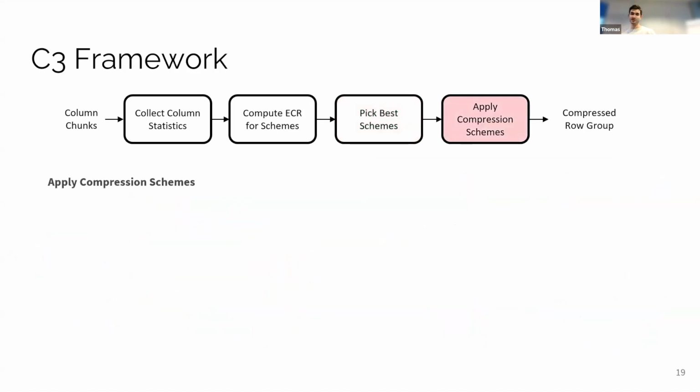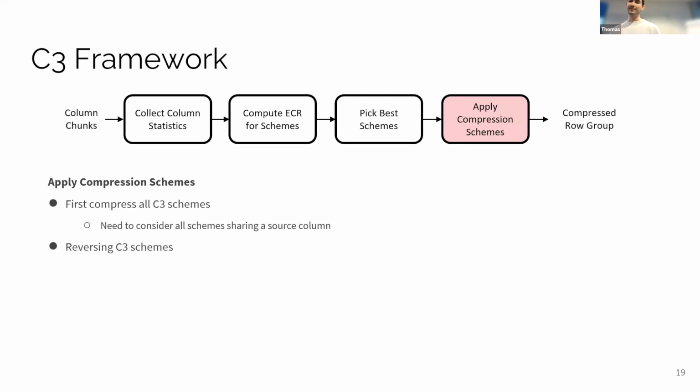So now, compressing a row group. After having picked our C3 schemes, the first step is to apply all of the C3 schemes. And here we need to take care of the situation where multiple C3 schemes share the same source column. Then we need to make sure that the source column is encoded and compressed in a way which satisfies the requirements for all C3 schemes using the source column.